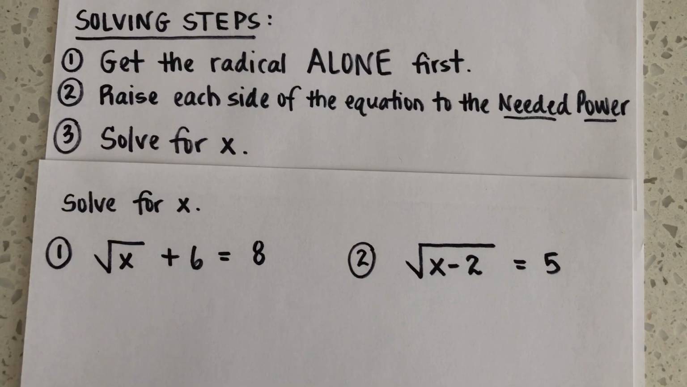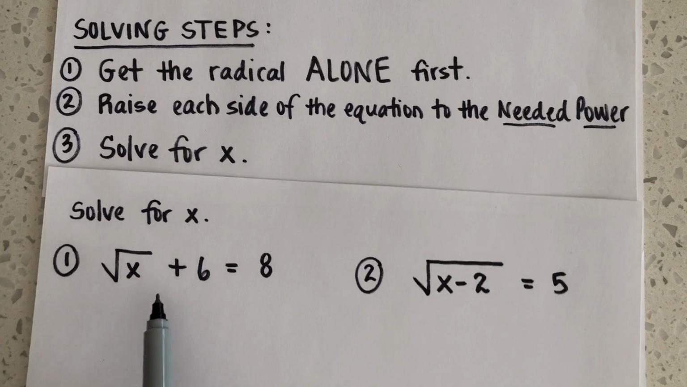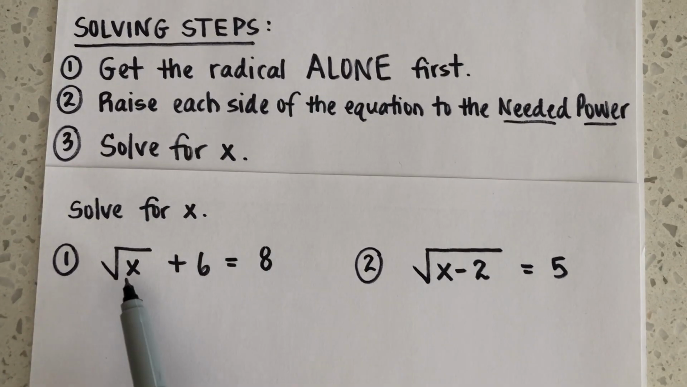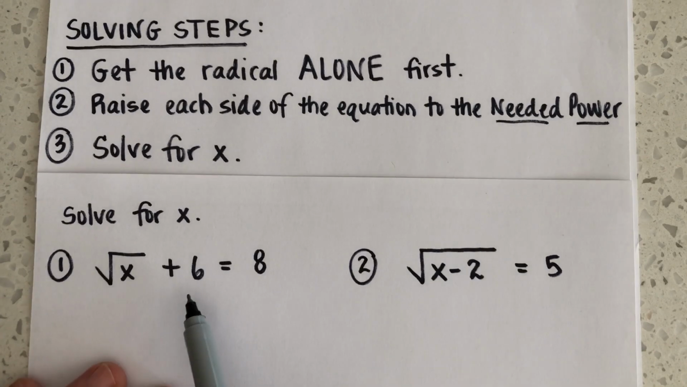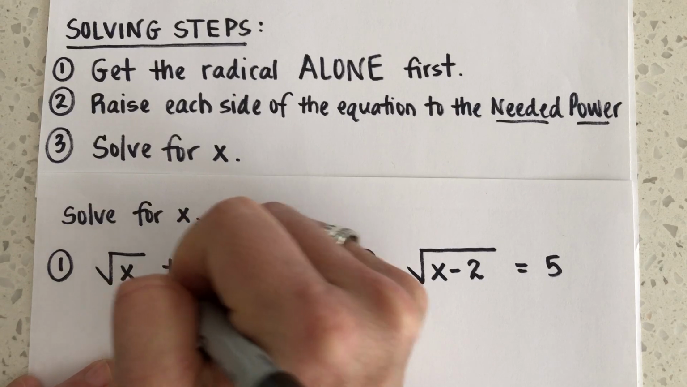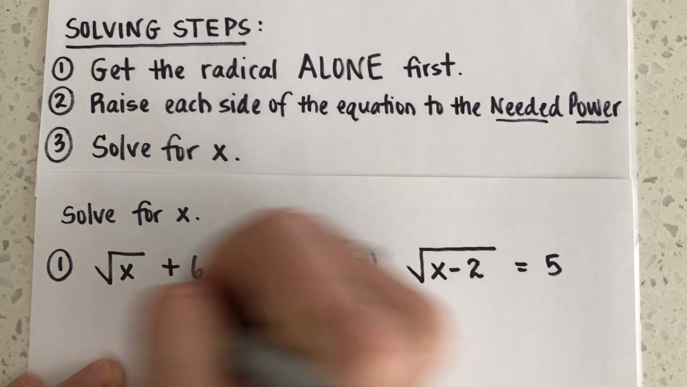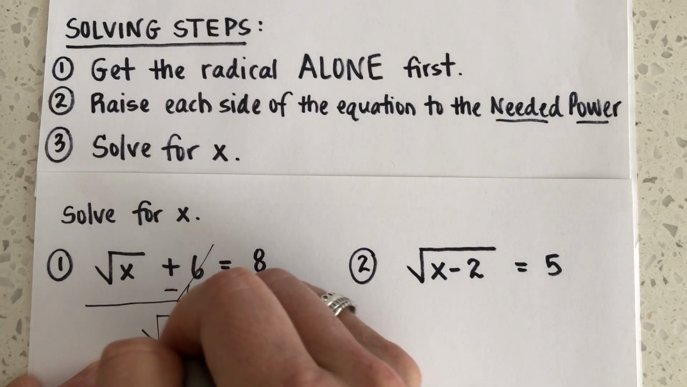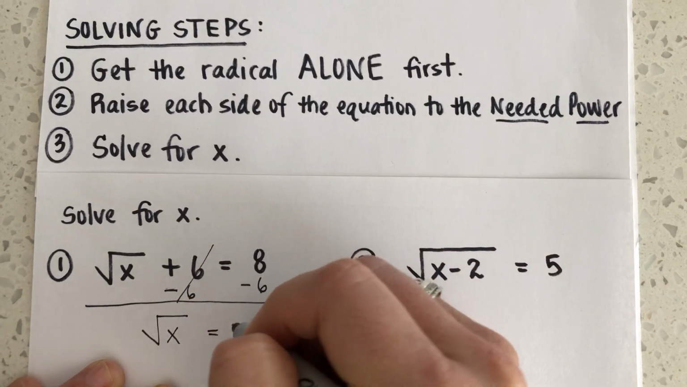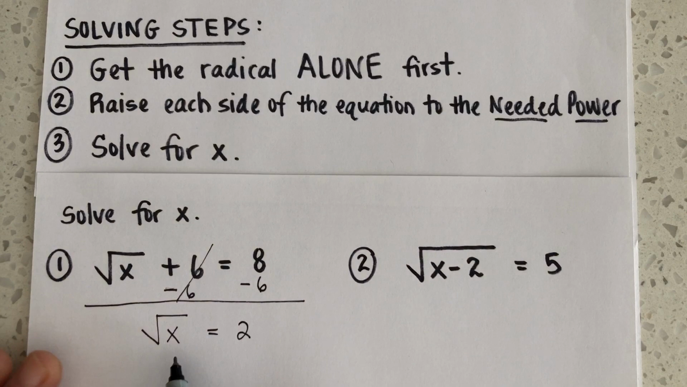Okay, so look at the first example. Solve this equation for x. Well, step 1 is get the radical alone. Well, guys, this is the radical, so we have to get him alone. So this plus 6 has to be away. So how do I get rid of the plus 6? I subtract 6. Standard solving equation rules, right? So then I'm going to be left with the square root of x equals 8 minus 6, 2. Well, there it is. The radical is completely by itself.